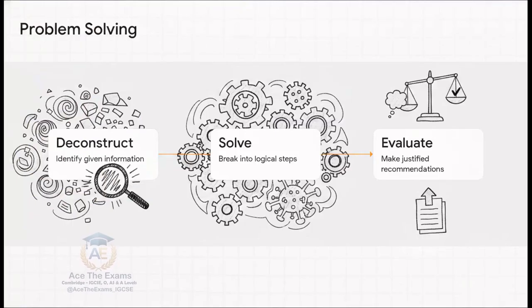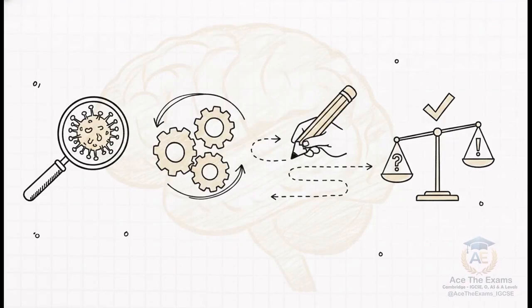When you hit those unfamiliar, highly specific contexts, like a totally new viral strain on the exam, you absolutely must use this specific problem-solving sequence to secure every single available method mark. First things first, you deconstruct the given information. Then, you solve systematically. And finally, you evaluate and recommend based on the actual evidence. So here's the crucial point. You literally cannot skip straight to the answer.